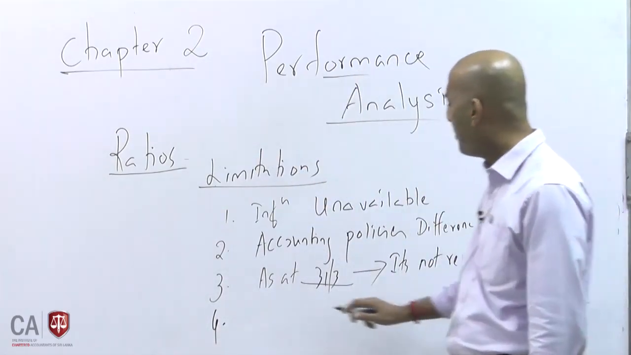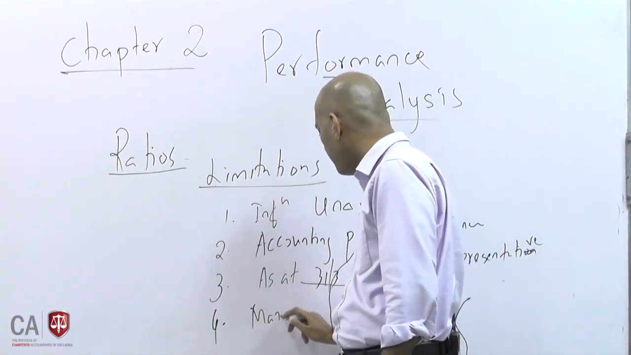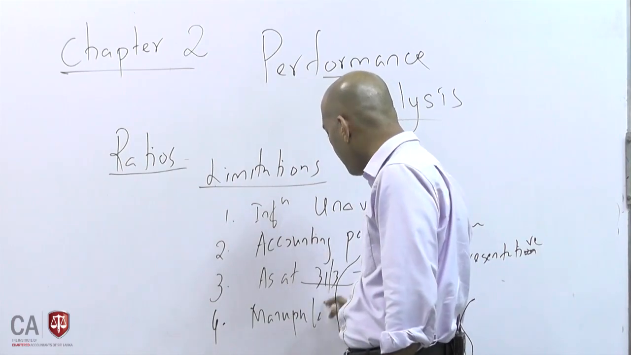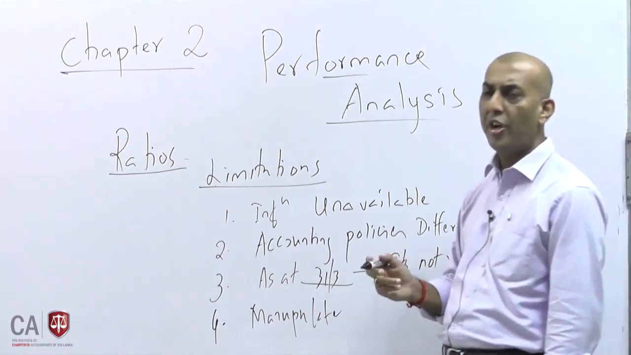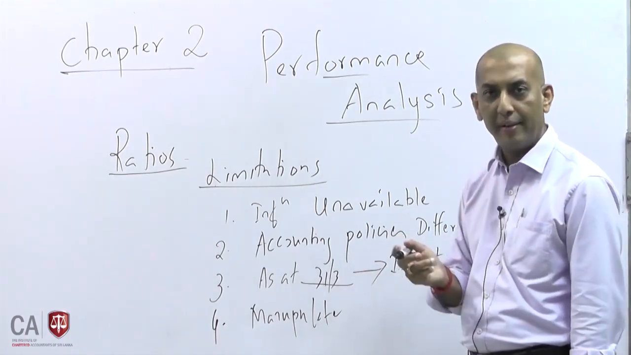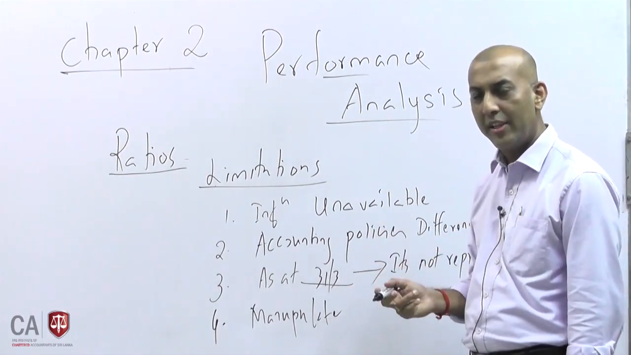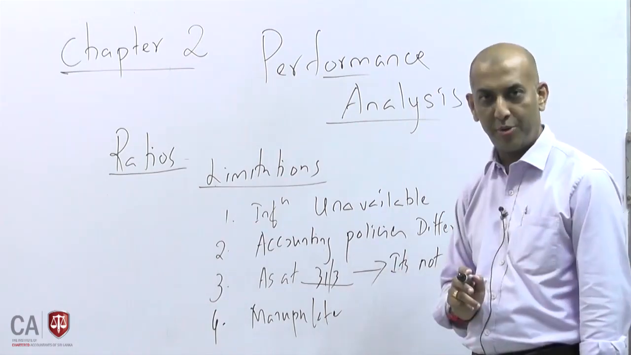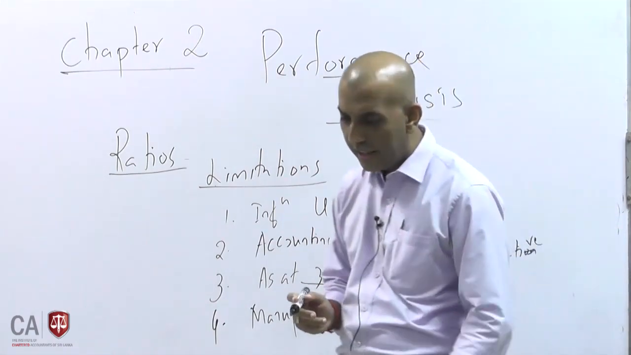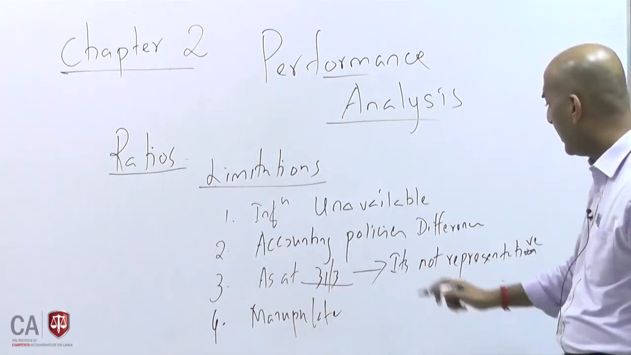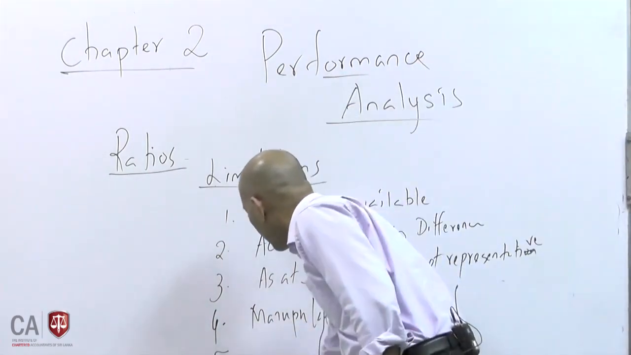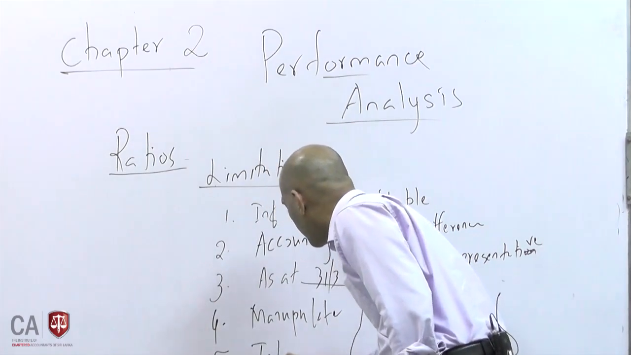Fourth, people can manipulate financials, which means your ratios can be improper. The manipulations could be affecting your ratios. So please be aware that there is a limitation. Fifth one, interpretation issues.